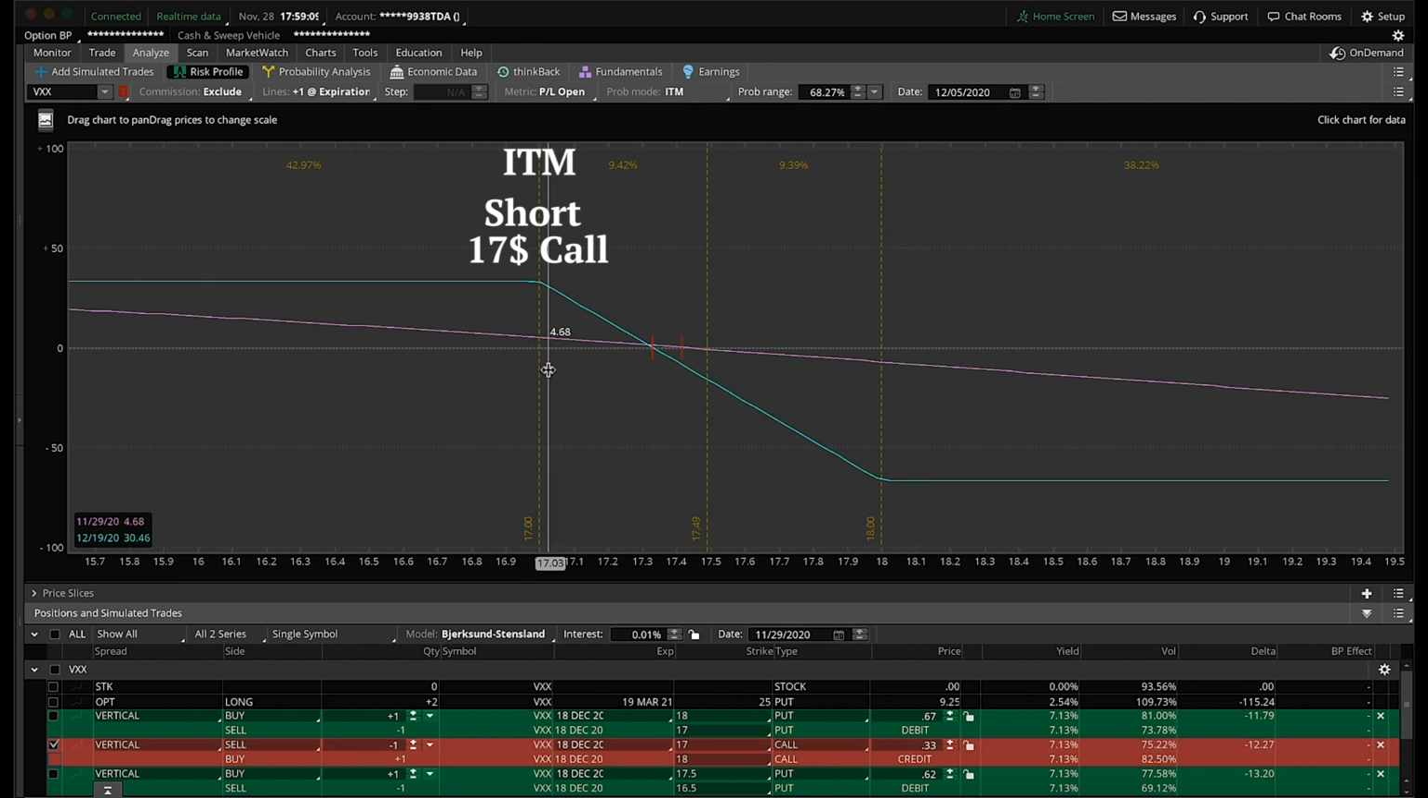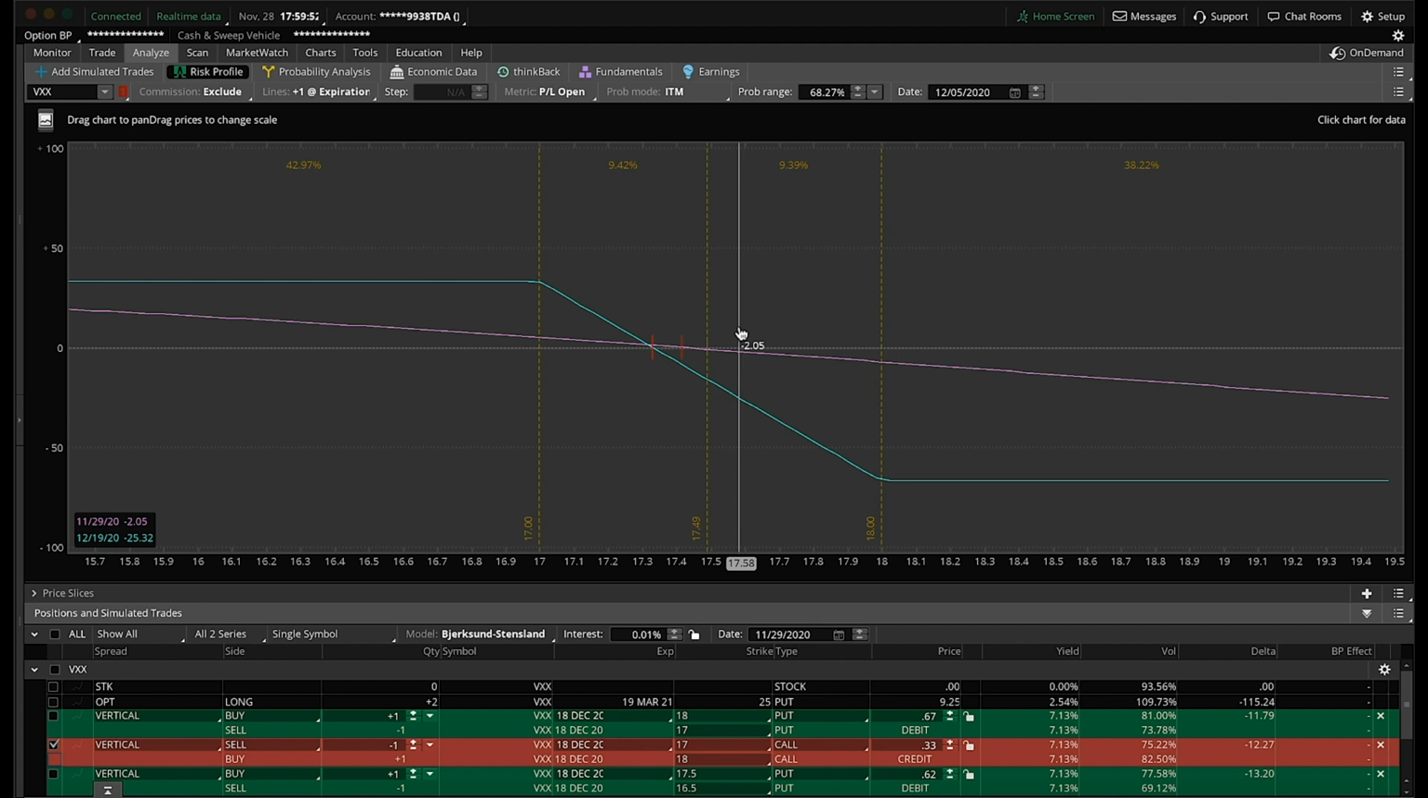But this 17 call is actually in the money a little bit. Now, of course, this will depend on what strikes you choose, but typically the way people trade these types of vertical spreads, quite often the long put vertical will start with that short strike not being in the money. And the short call vertical will start with that short strike already being in the money, or at least a lot closer to the money. It's just how these two trades are built.